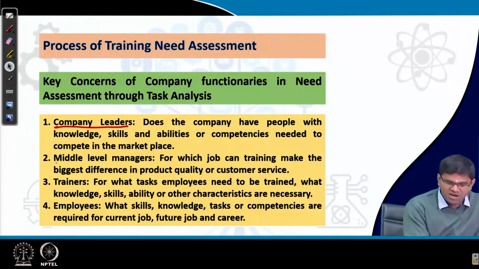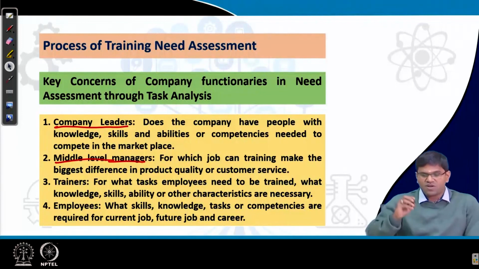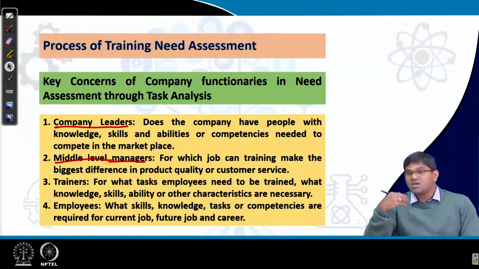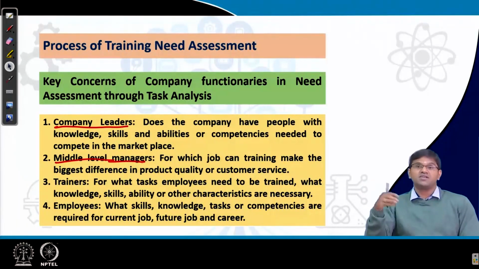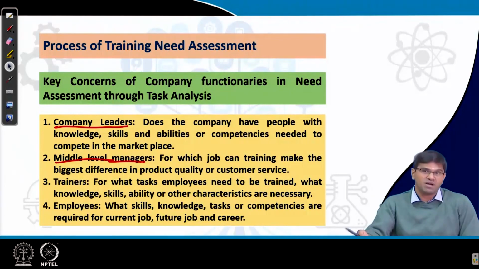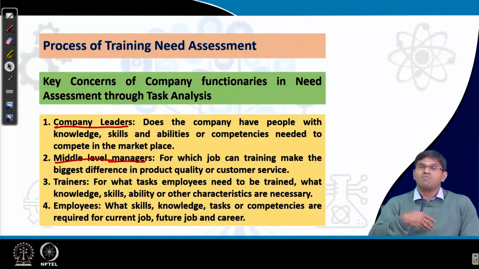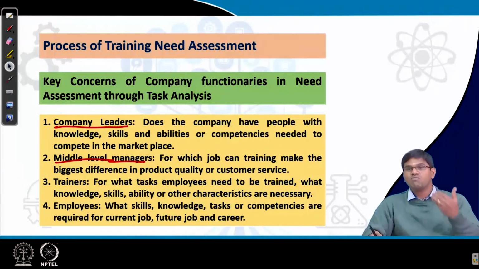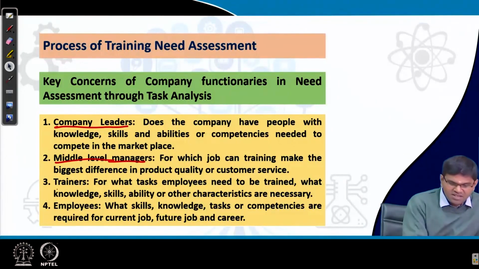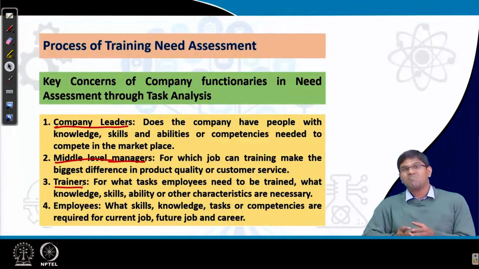Second is about the middle level managers. What do they have to do? For which job can training make the biggest difference in product, quality or customer service? So they have to determine which job role, when we provide training, is going to make a lot of difference for us, meaning that it will improve the company performance, or add a lot of value, bring profit, or maybe better efficiency and productivity. Then I need to determine to whom it is very, very important.